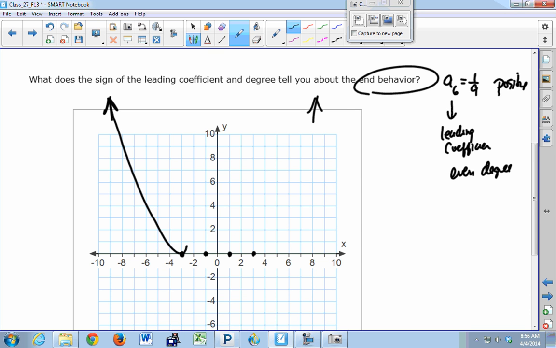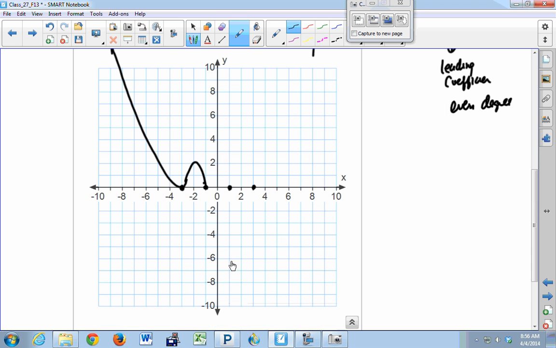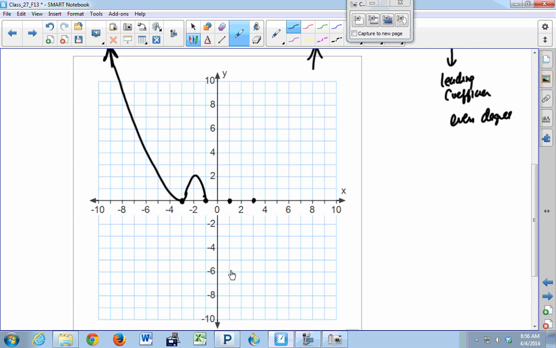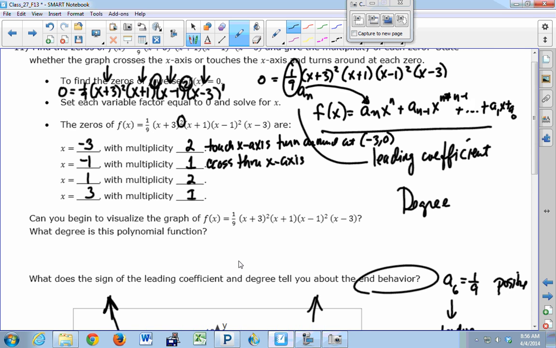I don't know how high up I go. Maybe I go that high, and then I've got to come back down at -1. We have a factor with an exponent of 1, so I have to cut through. Now I don't know where my y-intercept is, so that's the one other point I've got to find. So let's find our y-intercept.